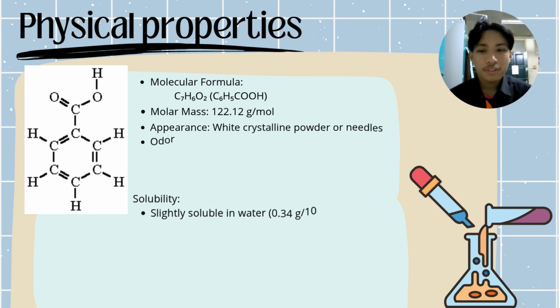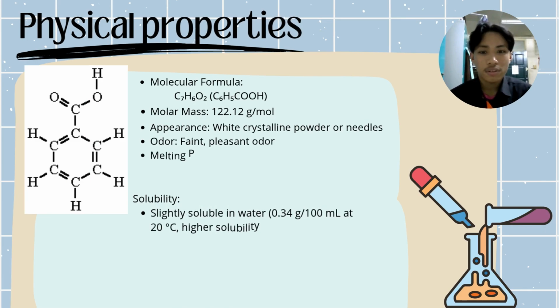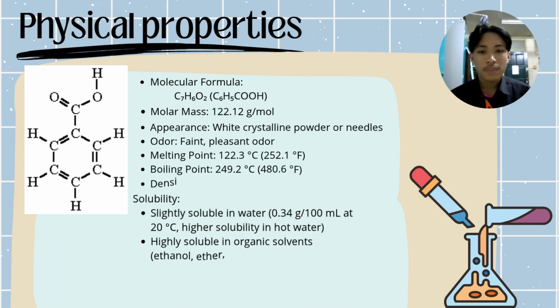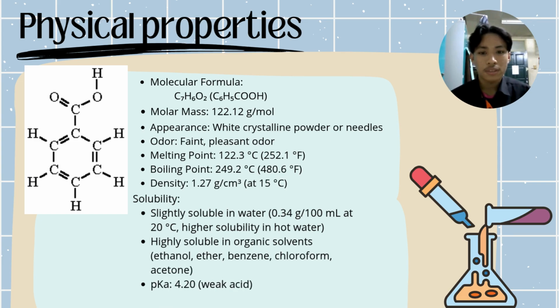In this slide, I'm going to talk about the physical and chemical properties of benzoic acid. For physical properties of benzoic acid, we have 10 physical properties. The first one is molecular formula. The molecular formula for benzoic acid is C6H5COOH. The second one is the molar mass. The molar mass of benzoic acid is 122.12 grams per mole.